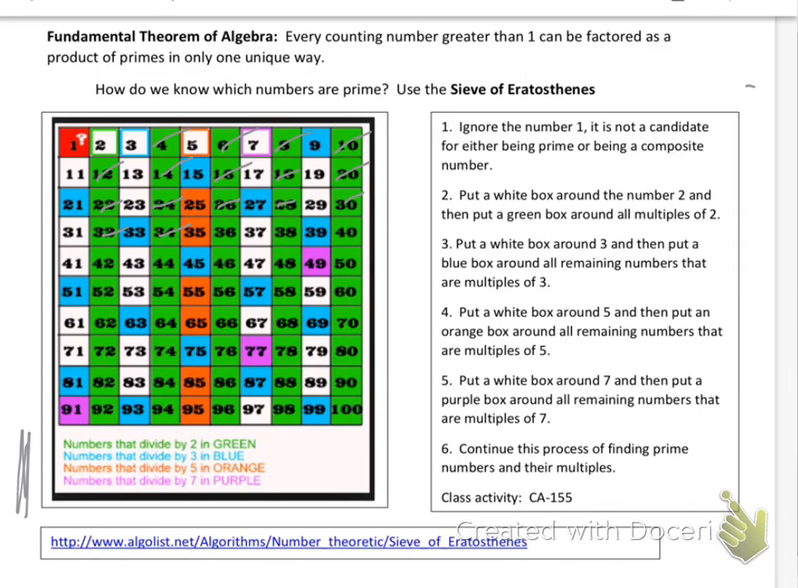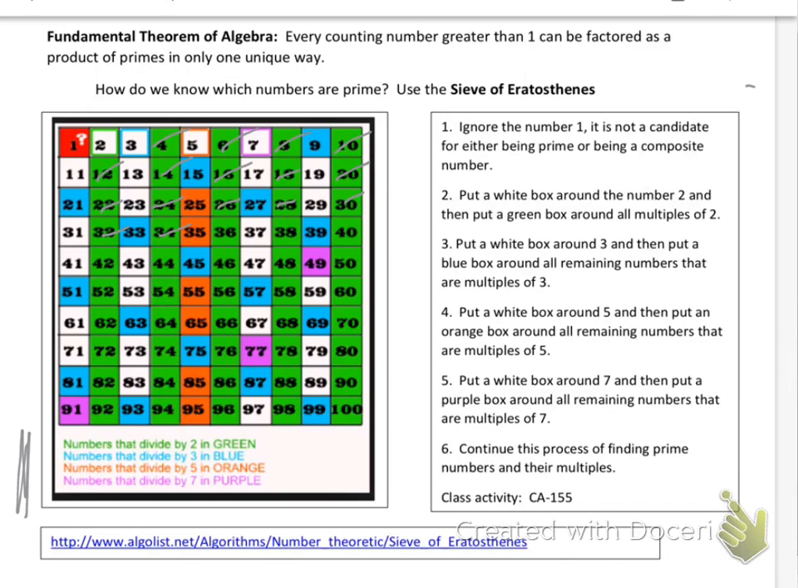Okay, then it says put a white box around 3 and then put a blue box around all remaining numbers that are multiples of 3. Okay, so we are going to do that now. Now notice 6 is a multiple of 3, but because it was a multiple of 2, it's already taken care of. So all the blue boxes that you see are only multiples of 3. And because they're multiples of 3, they are not prime.